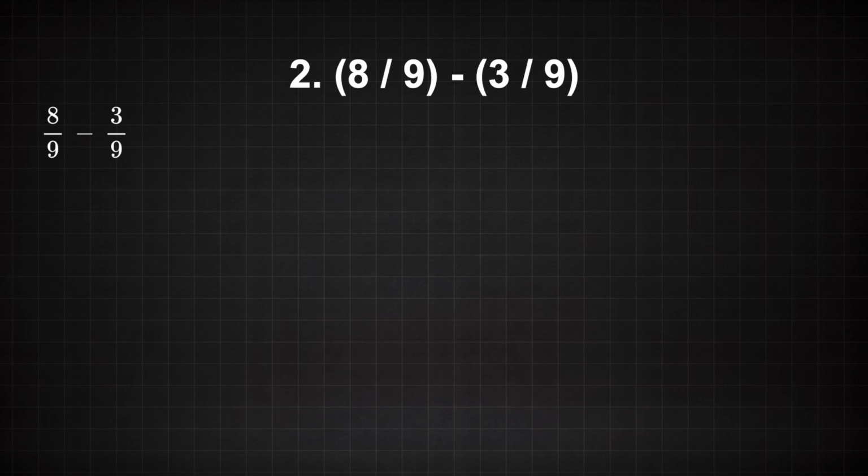The next problem is 8 over 9 minus 3 over 9. Denominators are the same, great. 8 minus 3 is equal to 5, thus our answer becomes 5 over 9.